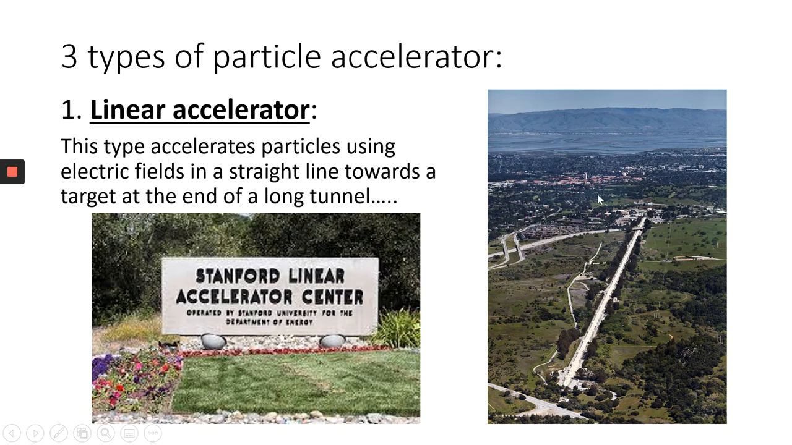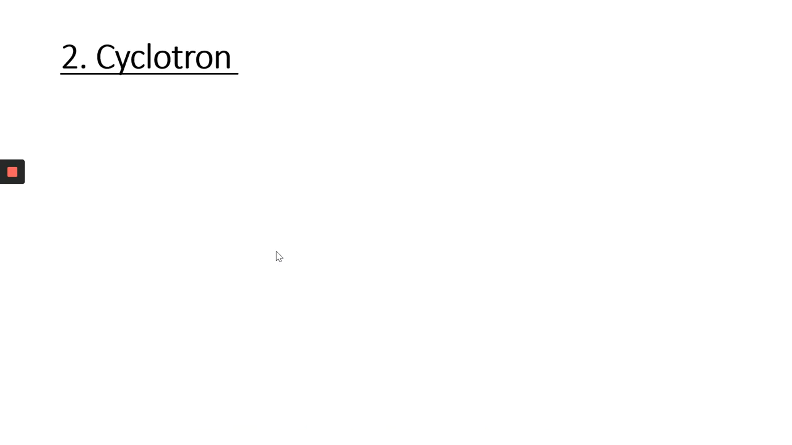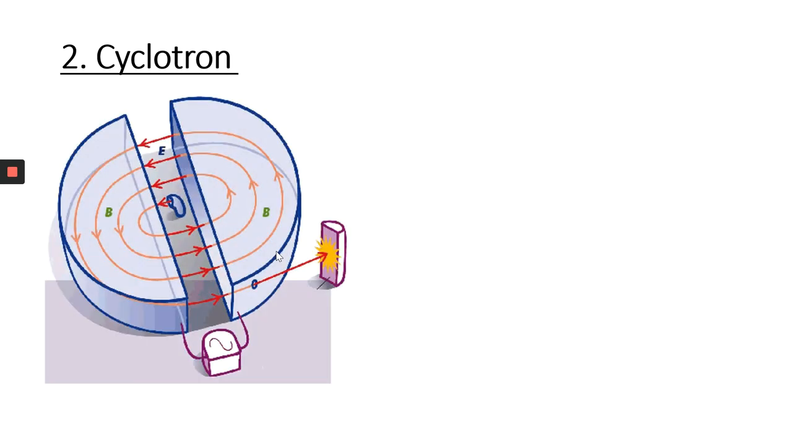So length of tunnel is the defining character of the energy there. It's an older design. We've moved on a little bit now, although there is still some very interesting physics being done in these older accelerators. But in order to probe deeper into what matter's made of, we do need more modern designs. We've already mentioned the cyclotron.